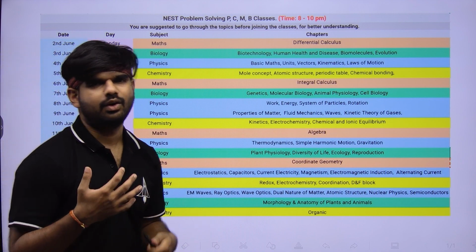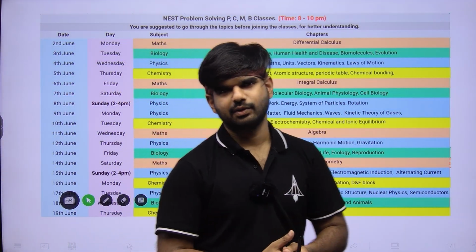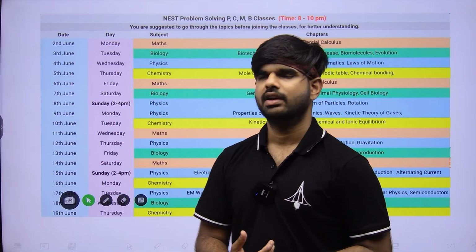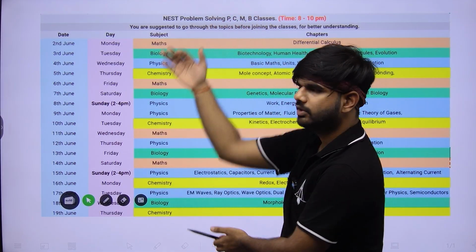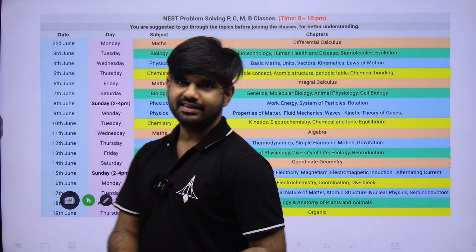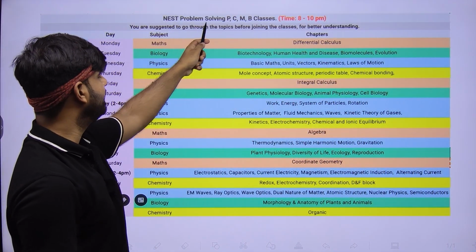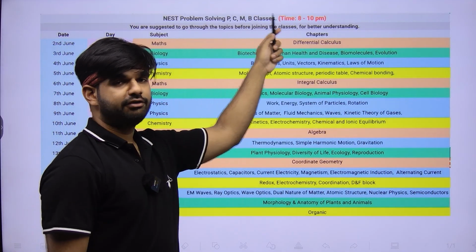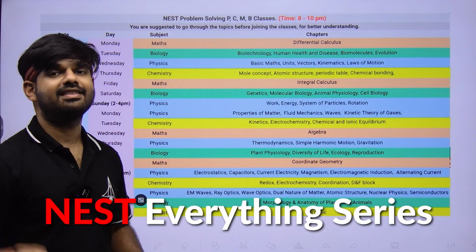And of course you can always tweak or change the schedule as per your needs and desires, okay, because of course you're not probably gonna solve the whole thing, right? But yeah, in short, this is nothing other than the problem solving sessions and classes from 8 to 10 p.m. that we are having in NEST Everything series.